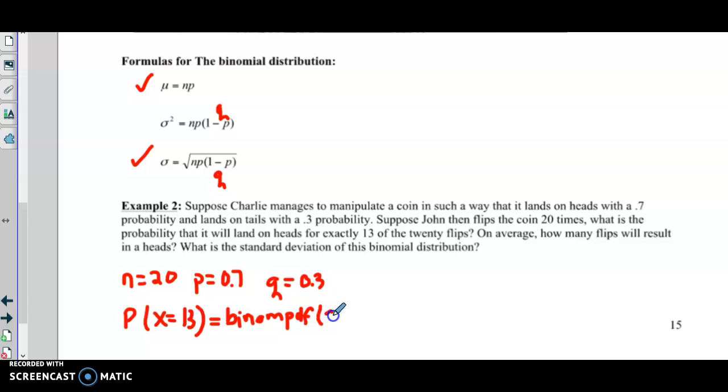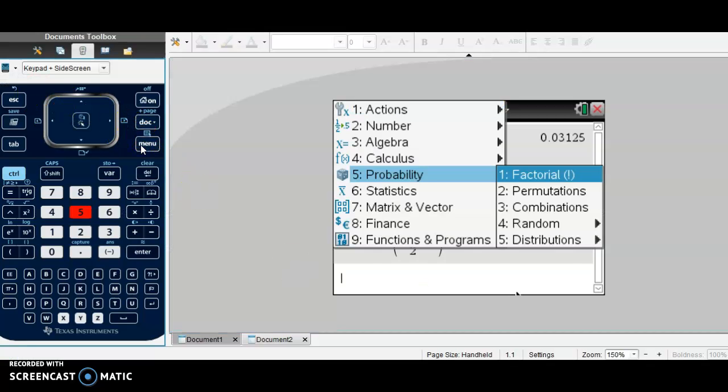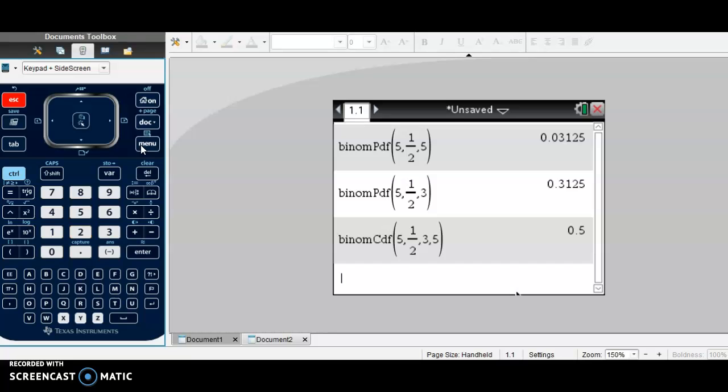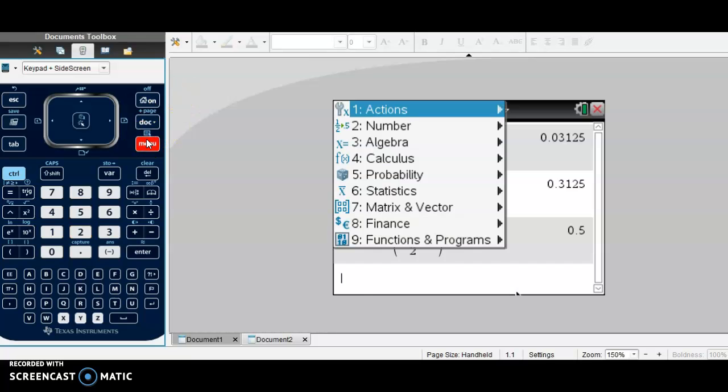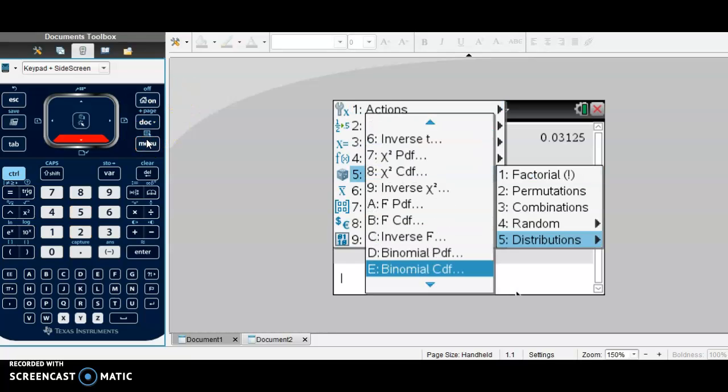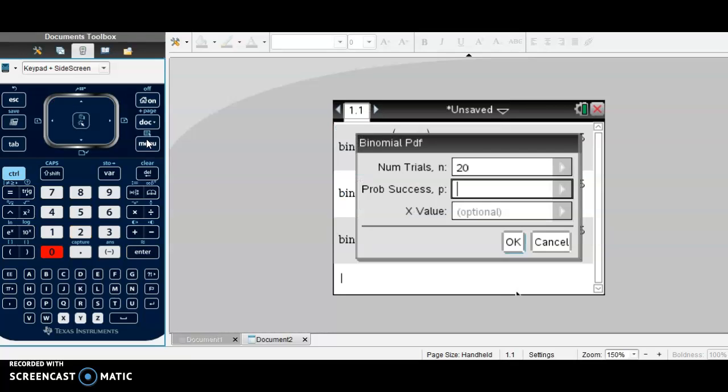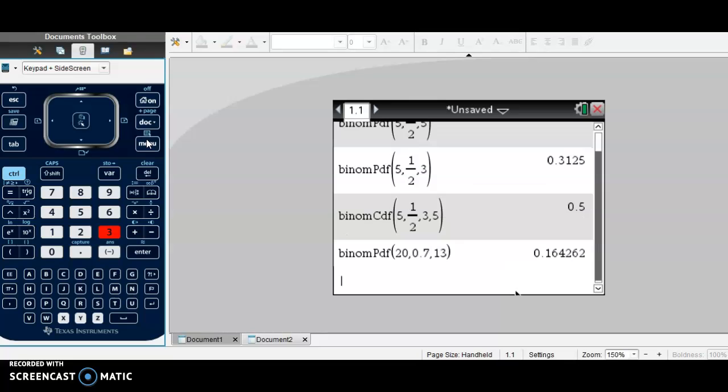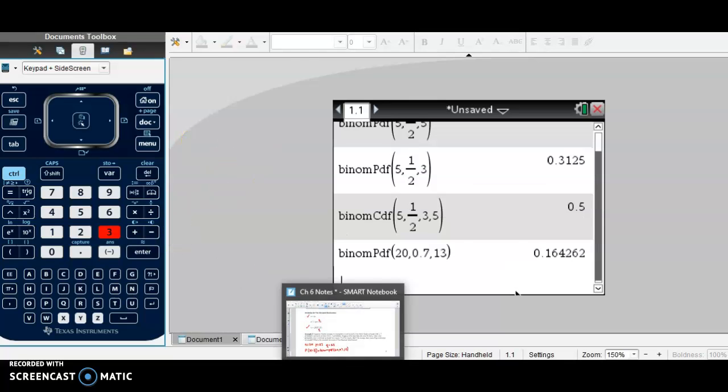And my trials are 20. My probability is 0.7. And I want 13 successes. So if I go to the calculator, menu 552. Oh, sorry, that's normal. Menu 55. Scroll down to binom PDF. 20 trials, 0.7 success, and I want 13. I get 0.164.